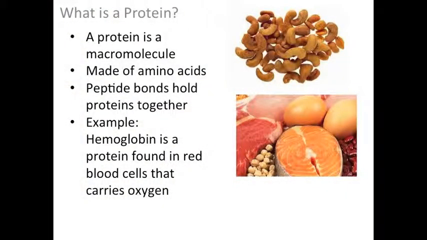Before we explain the process of protein synthesis, we are going to describe a protein first. Proteins are macromolecules made of amino acids, which are monomers of proteins, and the polymer is a polypeptide chain. Proteins are held together by peptide bonds, and an example of a protein found in vertebrates is hemoglobin, which is an iron-containing oxygen transport protein in red blood cells. It simply carries O2 throughout the body.